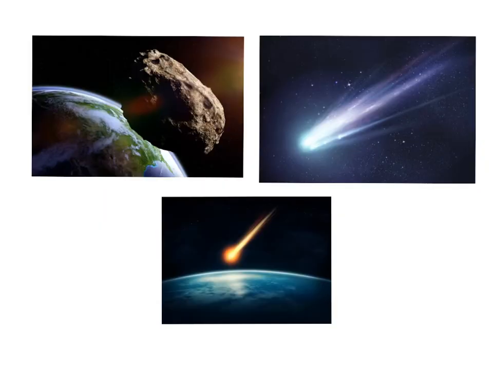All right, so just to quickly summarize, we got asteroids, which are huge rocks in space. We got comets, which are icy rocks in space that come from really far away and grow tails as they get closer to the sun. And then we have meteors, which are any objects that enter Earth's atmosphere.